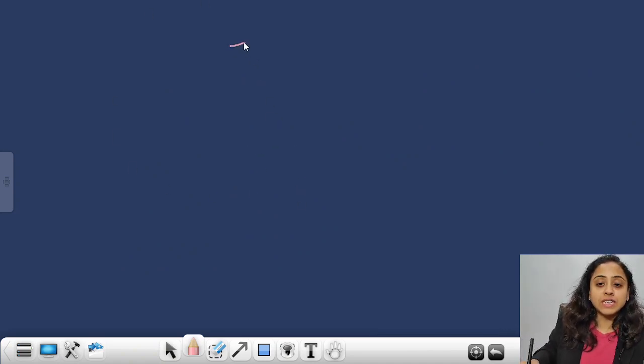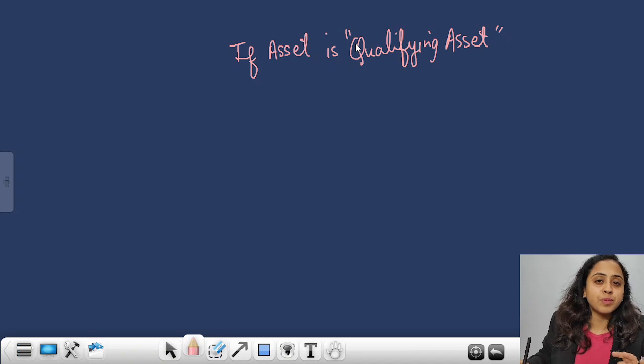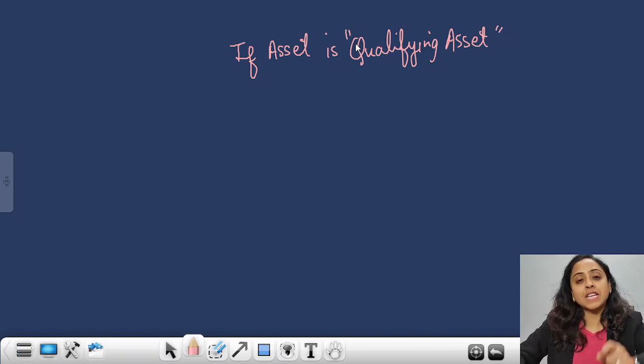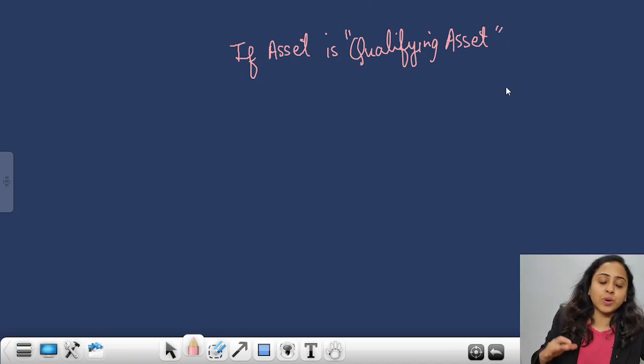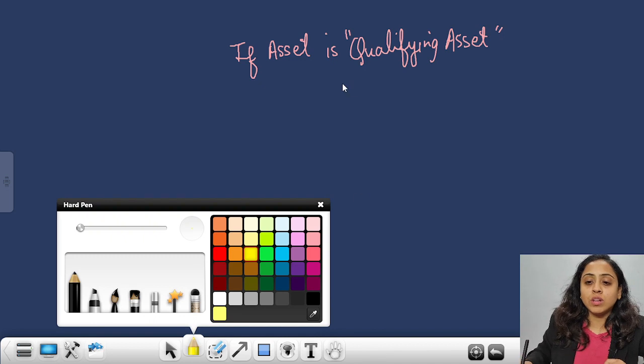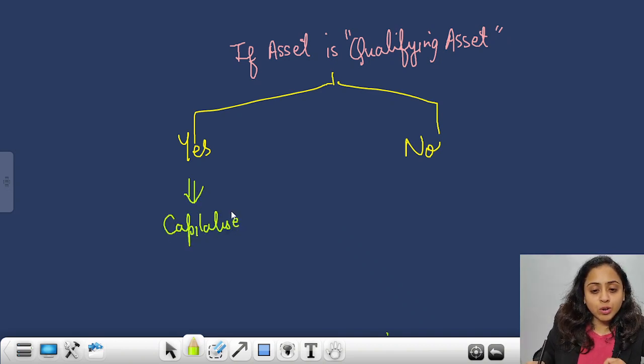Depending on this, if the asset is a qualifying asset, that means it has taken a substantial period of time. If nothing else is given, then please assume 12 months. Or if management has decided, then please adhere to the same. Management can decide 6 months, 8 months, 12 months, 14 months, any period as their substantial period. As soon as you are sure that this particular asset is a qualifying asset, go ahead, nobody's stopping you, and capitalize borrowing cost.